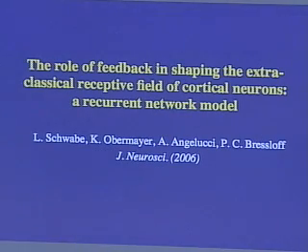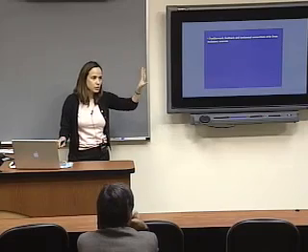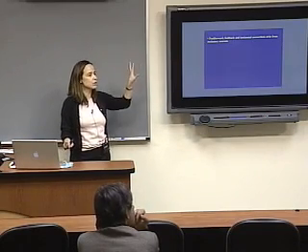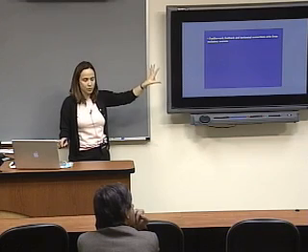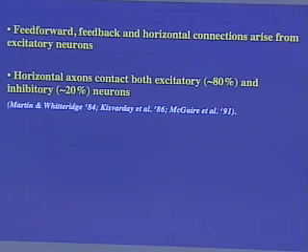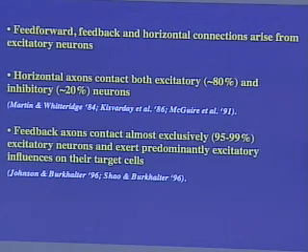So what we did, in collaboration with mathematicians, is generate a biologically, anatomically and electrophysiologically based neural network model of center-surround interactions in V1. Before I get to the model, I need to remind you that all these connections that I told you about, feedforward, feedback, and horizontal, arise from excitatory neurons. But while horizontal axons contact both excitatory and inhibitory neurons, feedback axons contact almost exclusively excitatory neurons.